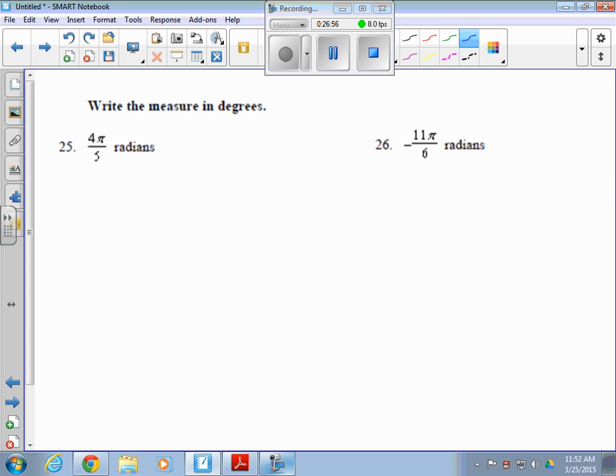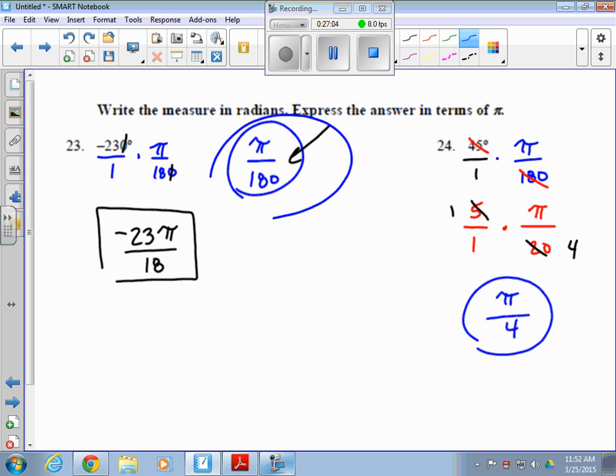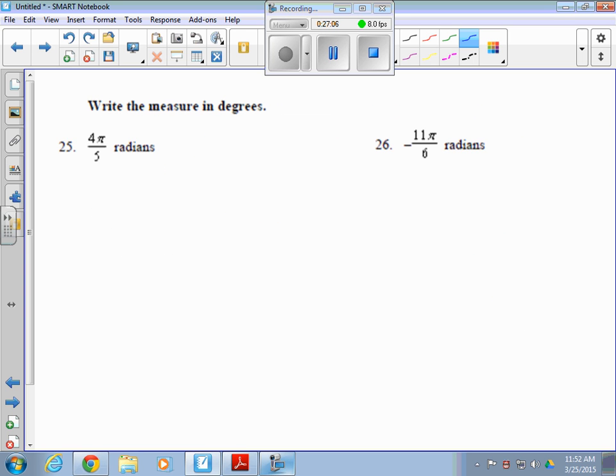Number 24 asks you to write these measures in degrees. So to go from degrees to radians, you multiply by pi over 180. To go from radians to degrees, you multiply by 180 over pi. So take 4 pi over 5 and multiply by 180 over pi. The way you can remember that is because remember, the same thing at the top and the bottom gets to cancel out. You need to cancel out pi to make degrees. You can also cancel out the fact that 5 goes into itself once and it goes into 180.